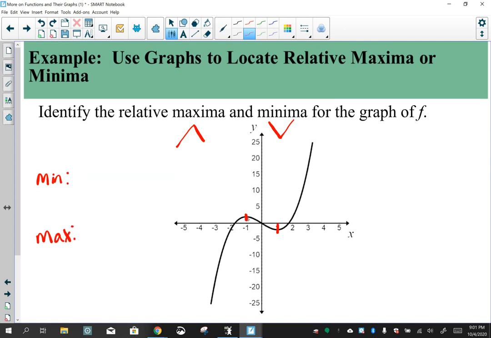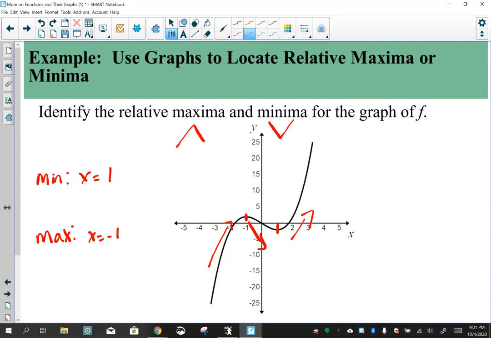So if you take a look at this first one, I'm coming from a positive slope and I'm turning and going negative. So I've got a maximum point at x equals negative 1. Once I've turned, I'm coming from a negative slope to a positive slope, so now I have a minimum. I have a minimum at x equals 1. Okay? Yes, these are called relative.